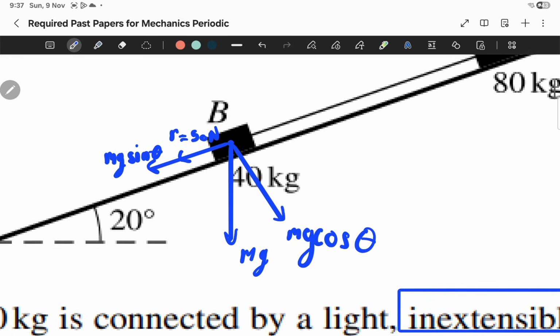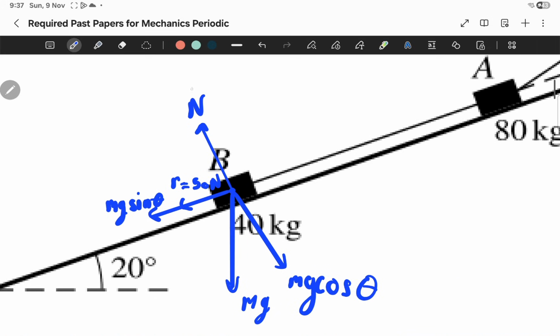Now we also have the normal, so we're going to draw an arrow up like this, and we're going to call this force N for the normal. By the way, always make sure to put arrows whenever you have forces. Here we also have tension in the string, and this is pretty much all our forces on B. Now let me just join this to show that there is tension.